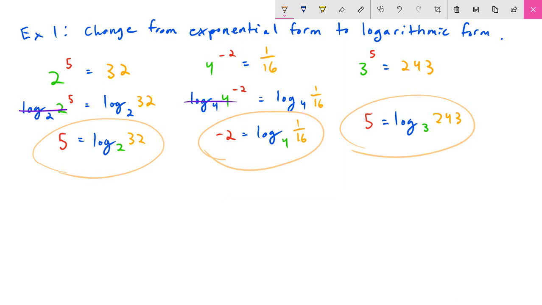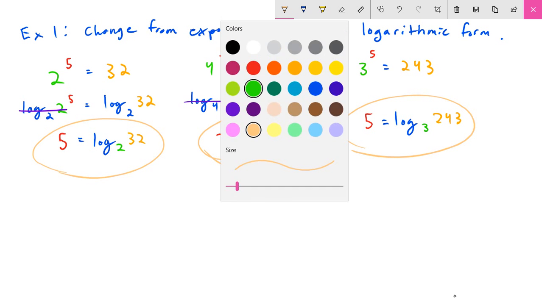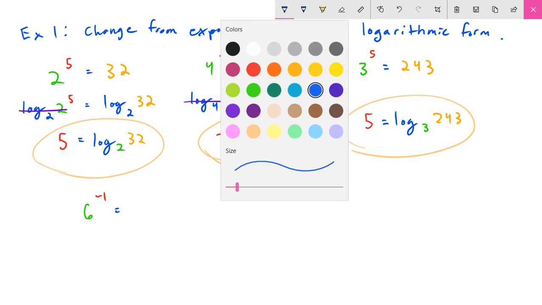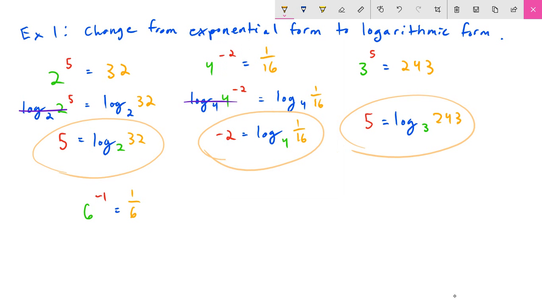That's it. Let's make sure you didn't get lucky. I'm going to do one more then. Let's go 6 to the negative 1 equals 1 over 6. Can you change this into logarithmic form without doing the mathematical steps in between? Negative 1 equals log base 6 of 1 over 6. That's right. And that's it. You got the answer.